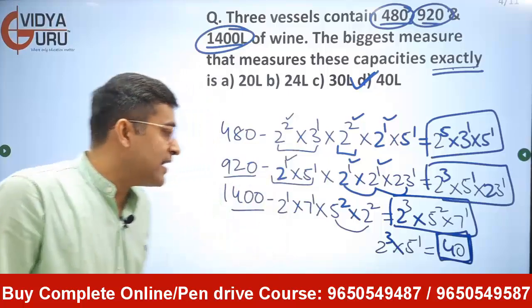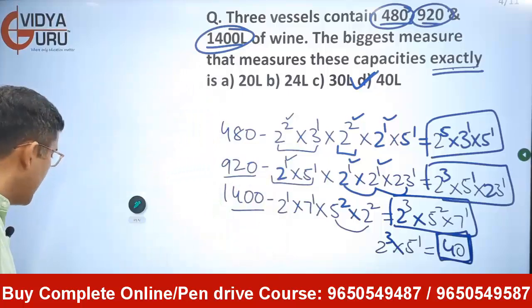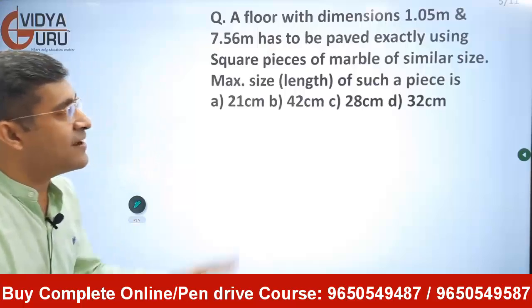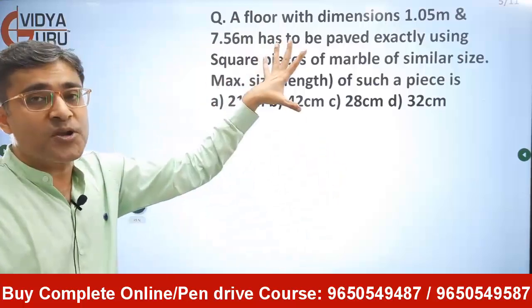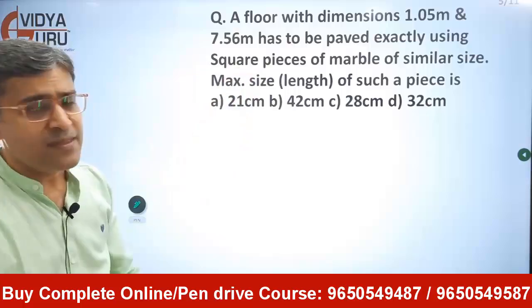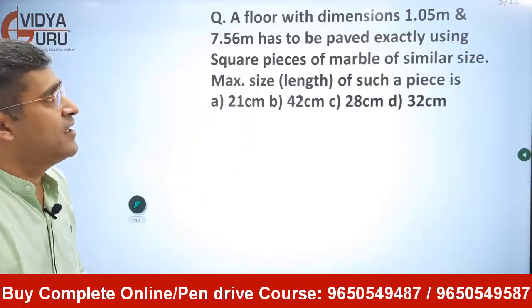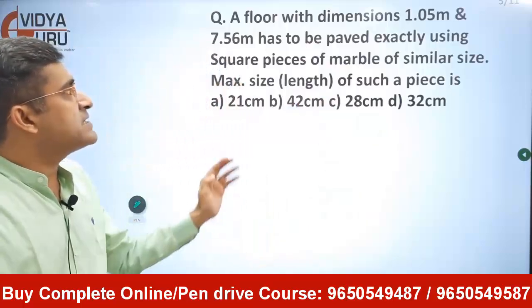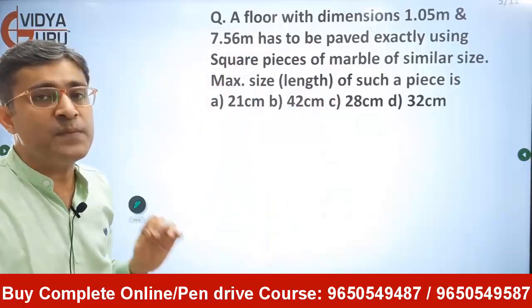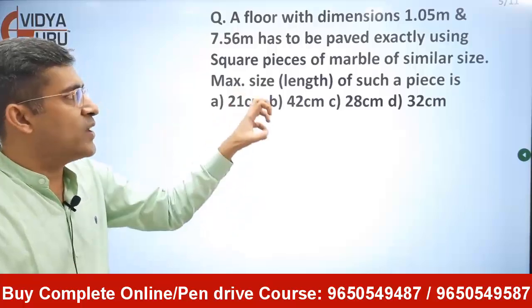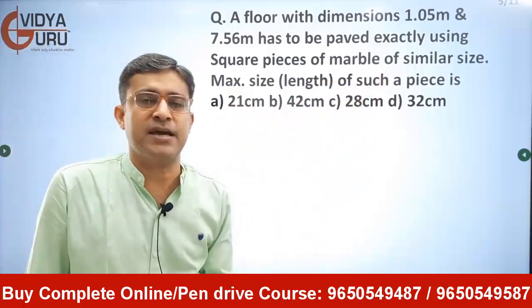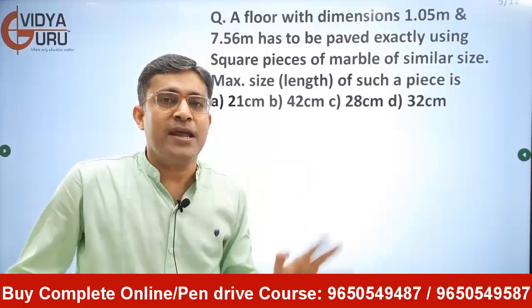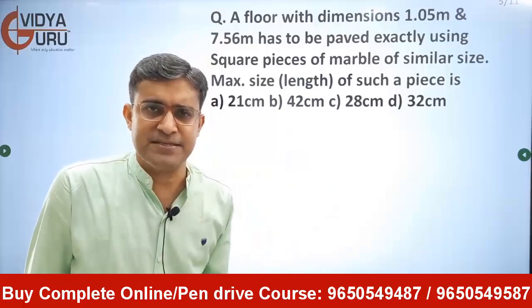And now look at the last question for today's session. Again, an interesting question, a different type, very important from the exam perspective. Let's read the question together. A floor with dimensions 1.05 meter and 7.56 meter has to be paved exactly using square pieces of marble of similar size. Seems to be a very lengthy question. Let's make it simple.